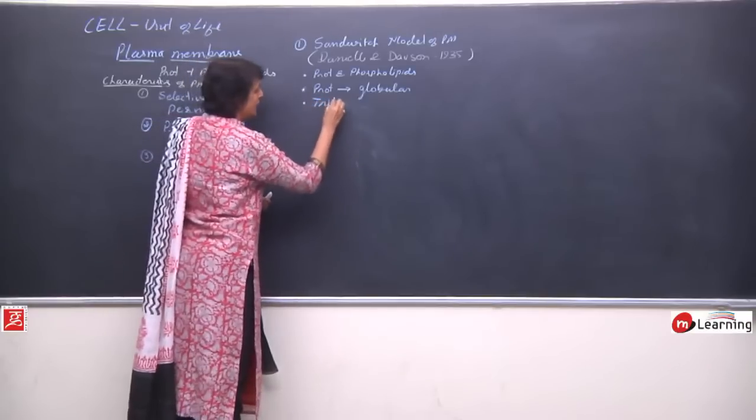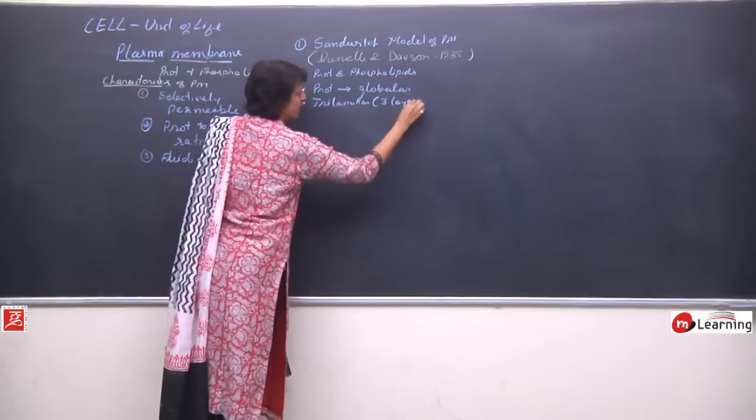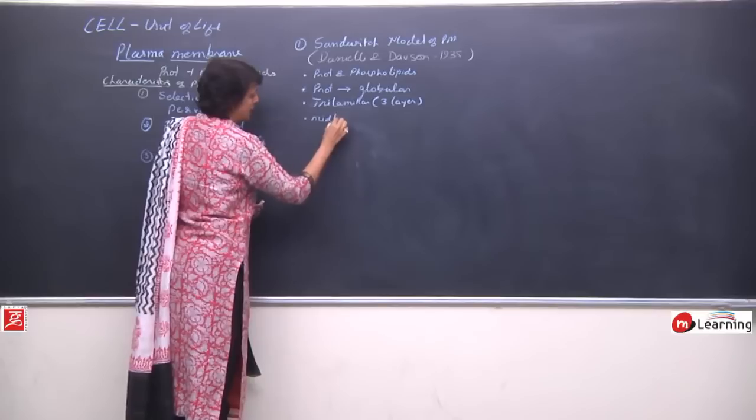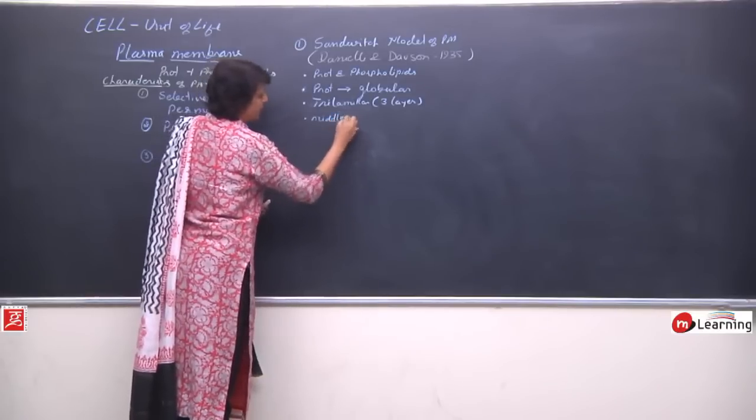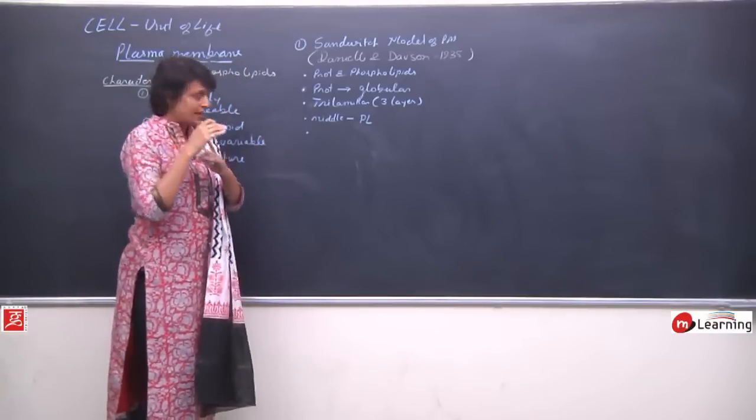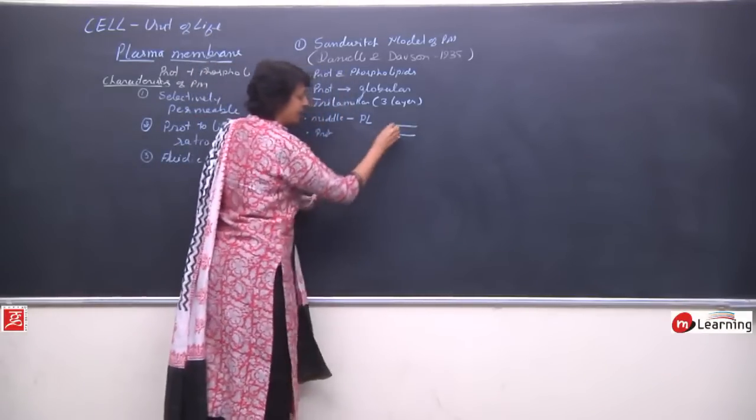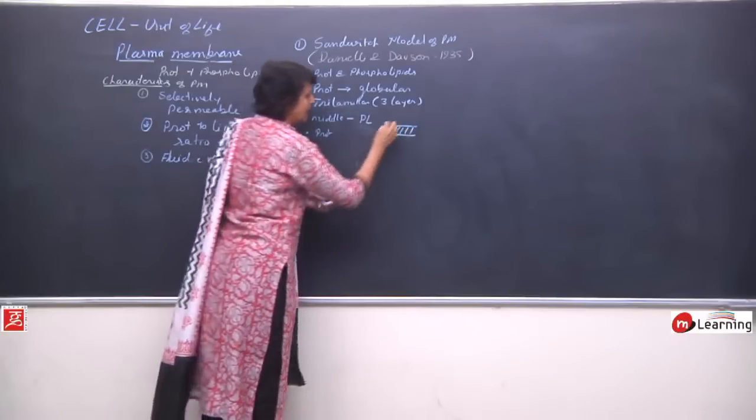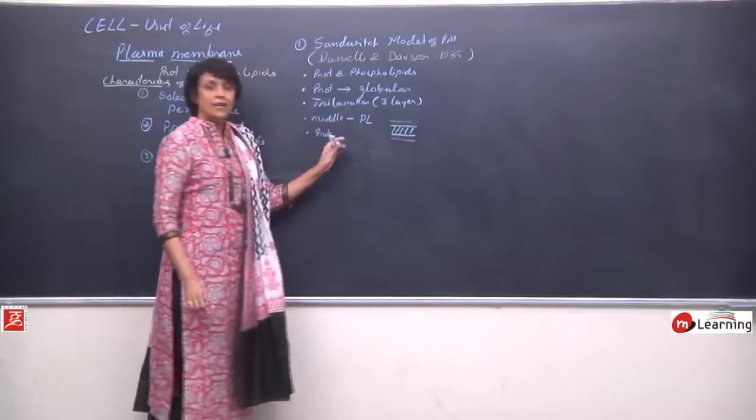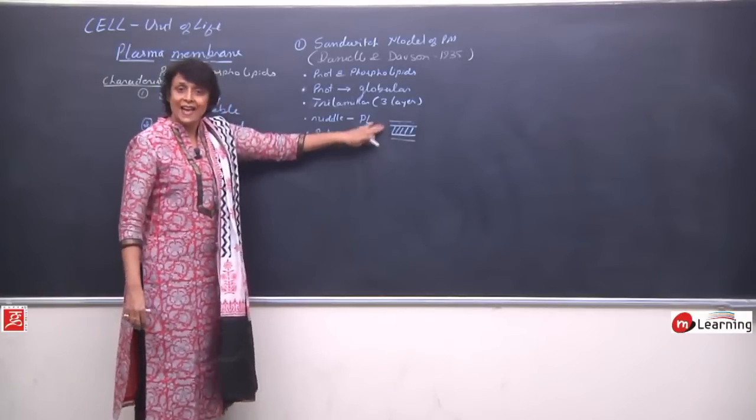It is trilamellar. That means there are 3 layers. How are these 3 layers? The middle layer is of phospholipids and the upper and lower layers are of proteins. That means if we make just the middle layer, this is going to be the phospholipid, and there is one layer on the outer side, one layer on the inner side. So now we see 3 layers, a middle layer of phospholipid, an outer and an inner layer.